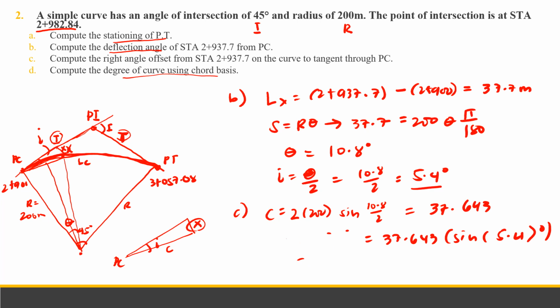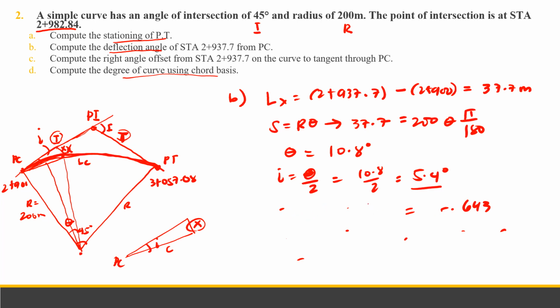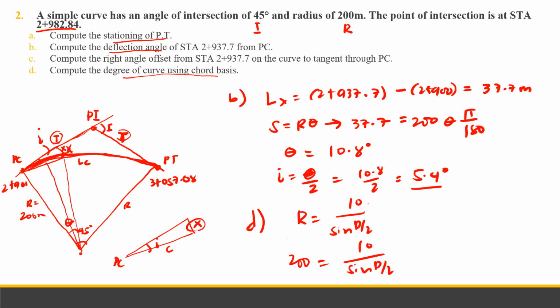So now sa D, so solving for D, D is compute the degree of curve using chord basis. Yung formula for chord basis natin is R equals 10 over sine D over 2. So meron tayong radius na 200, so 200 equals 10 over sine D over 2. So D is equal to 5.732 degrees. So yan yung degree of curve natin.